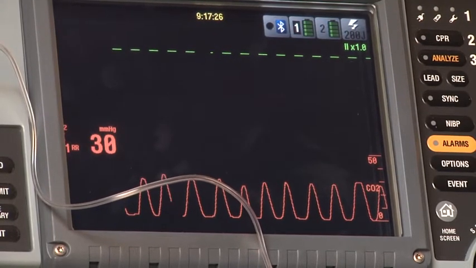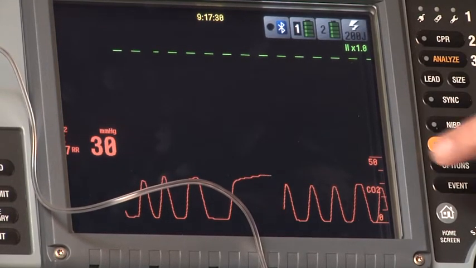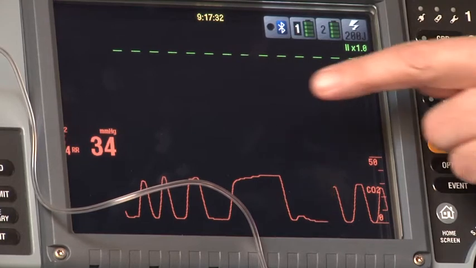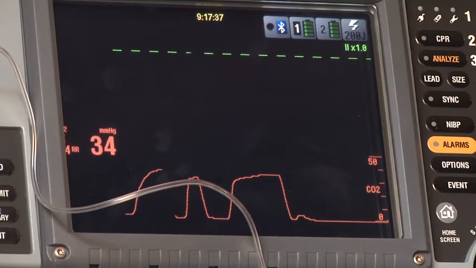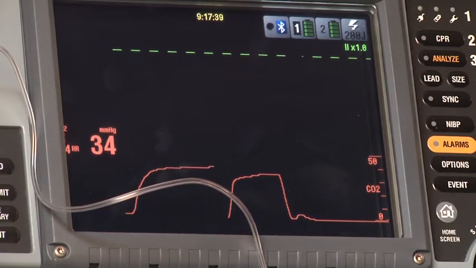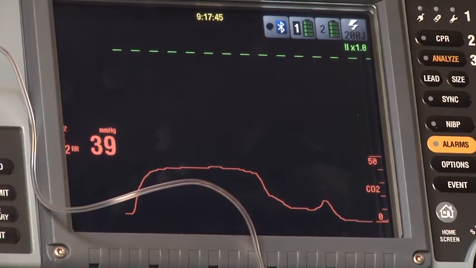Now if we ask the patient to breathe slower, what we'll see on the waveform is a longer length waveform, and eventually this number 34 will start to increase to a higher value, representing more carbon dioxide being exhaled with each breath because the patient's retaining carbon dioxide.